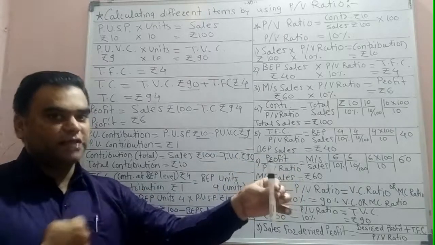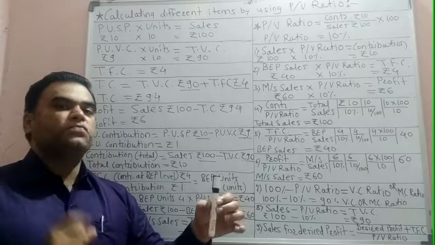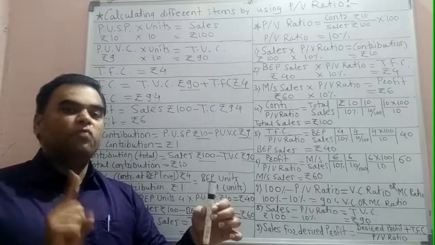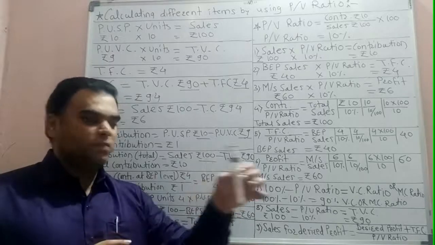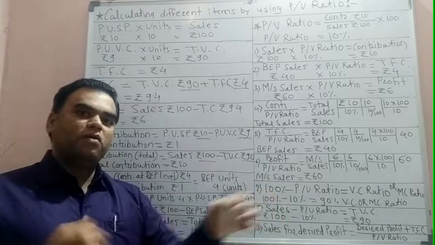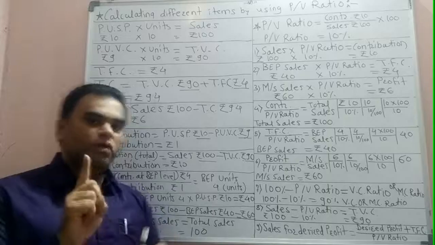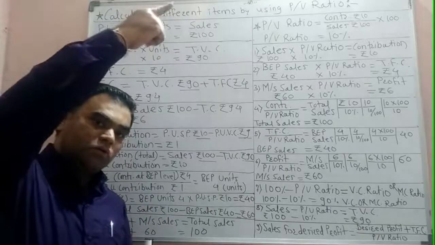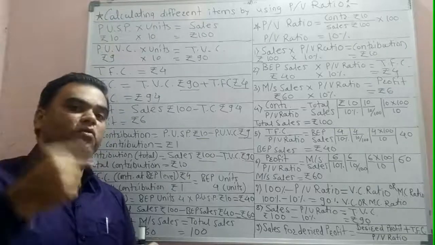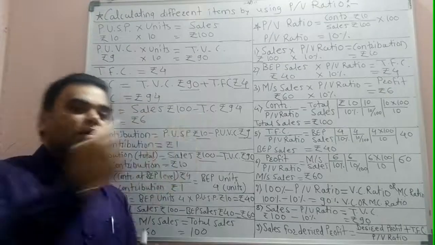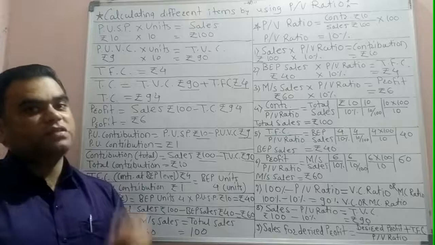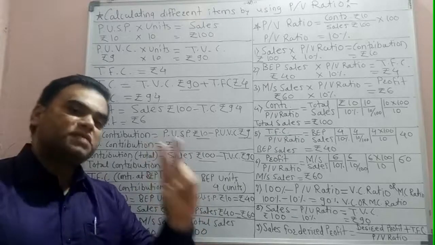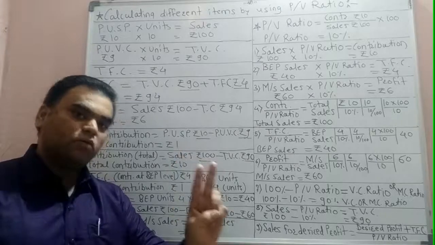Then we will get 10 rupees. Out of that 10 rupees, variable cost, rupees 9 will get recovered immediately, and 1 rupee will remain. That 1 rupee will be utilized to recover our total fixed cost. Means when we sell 1 unit, then 1 rupee will remain. If we sell 2 units, then 2 rupees will remain.